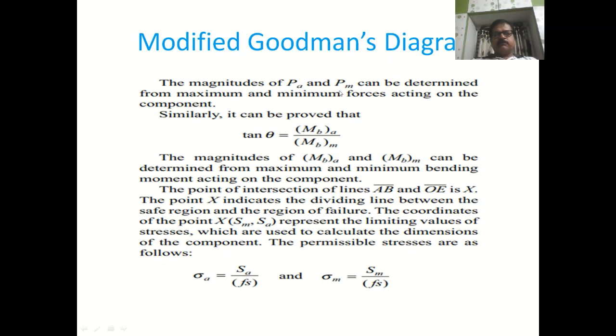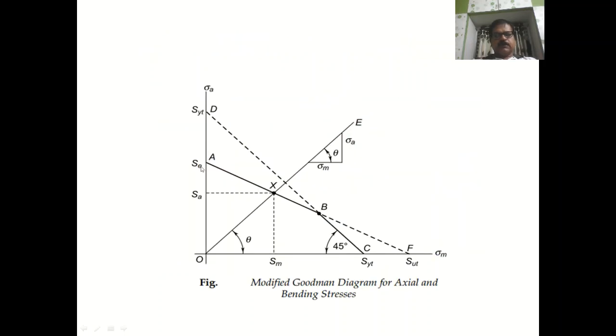The magnitudes of PA and PM are determined from the maximum and minimum forces acting on the component. Similarly, it can be proved that tan theta is not just PA by PM, but also the amplitude moment by the mean moment. The magnitudes of the amplitude moment and mean moment can be determined from the maximum and minimum bending moment acting on the component. The point of intersection of the lines AB and OE is X. You can see here AB and OE meet at X.